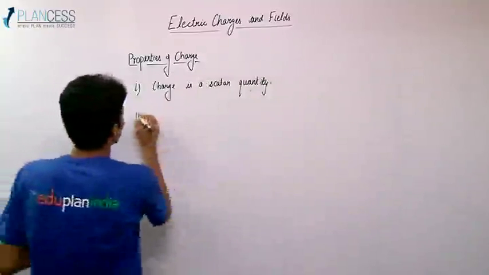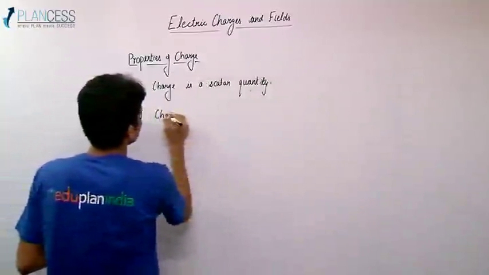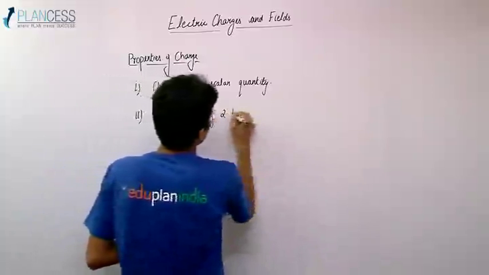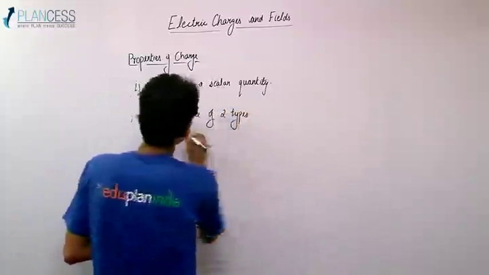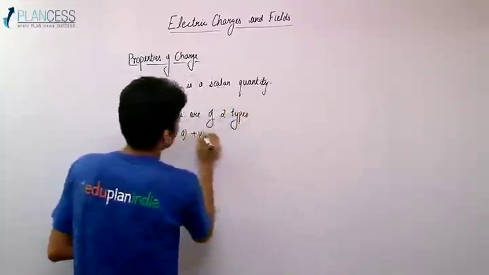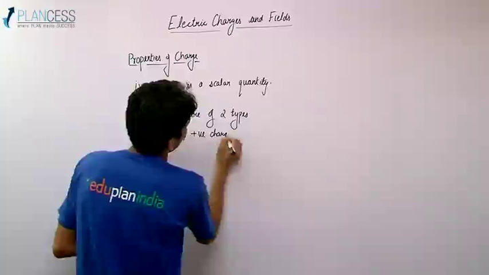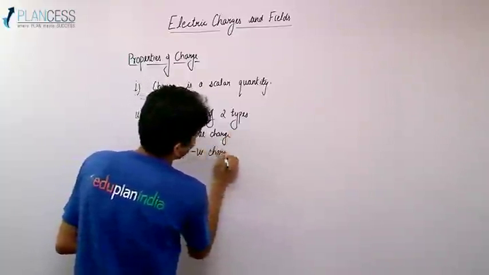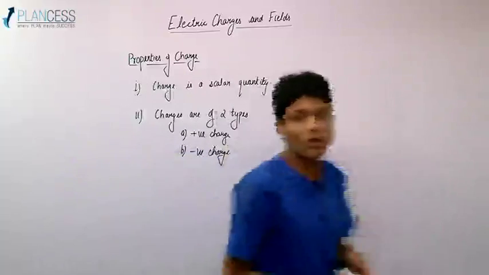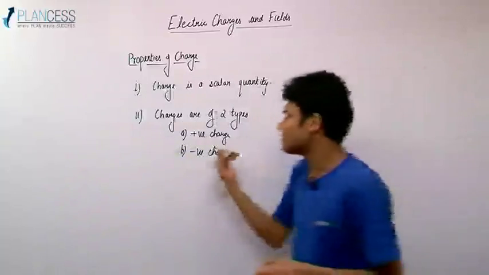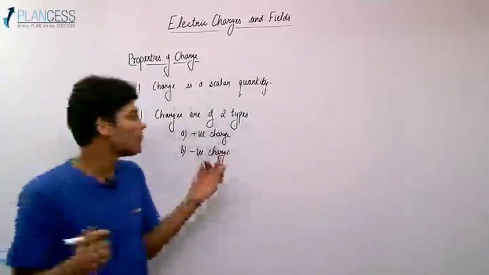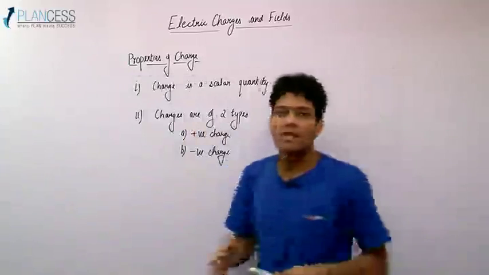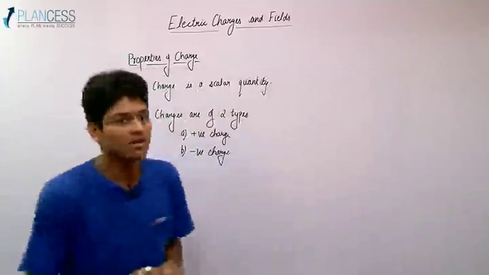Secondly, charges are of 2 types. One is positive charge and another one is negative charge. So these are the 2 types of charges which exist, and you all know from lower classes, from class 9th and 10th, that same charges repel each other and opposite charges attract each other.